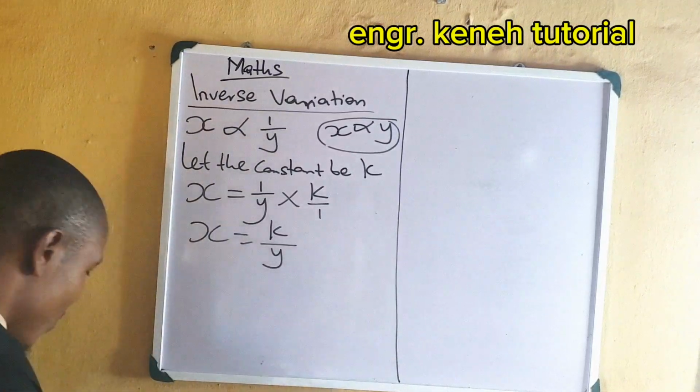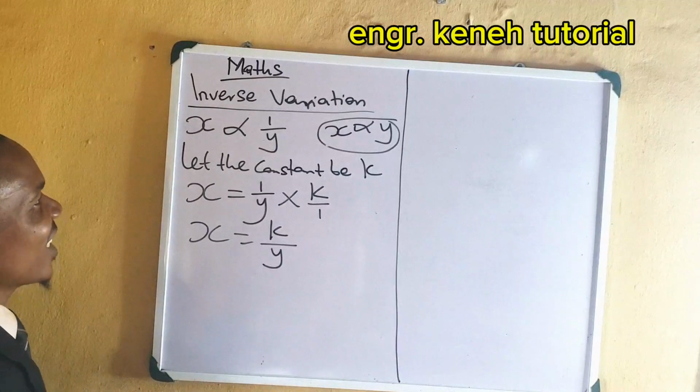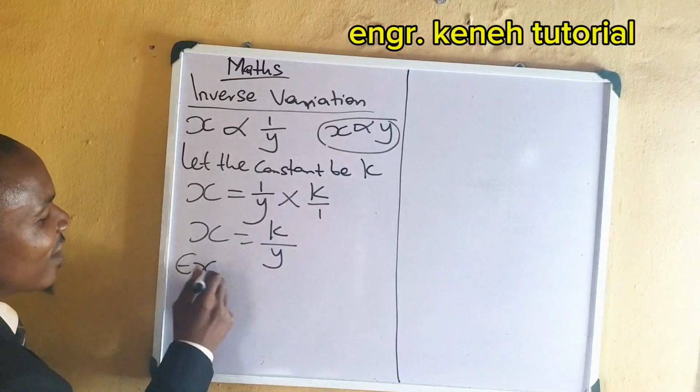All right. Let's solve an example so that you see how this thing can be solved. It is not difficult. So we have example 1.